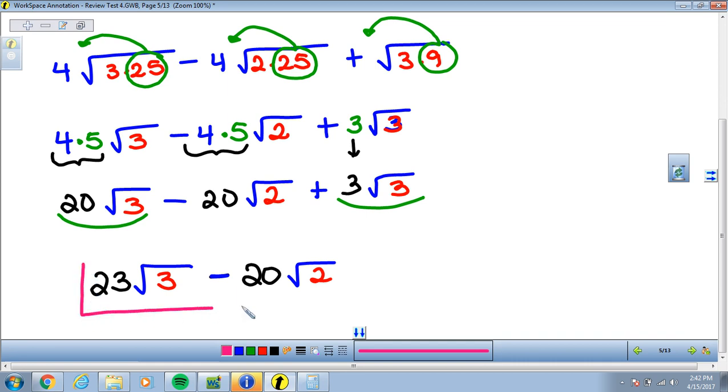And this is it. There's nothing else you can do. You cannot simplify this anymore because this one has a square root of 3, this one has a square root of 2. They're not like radicals, so you just stop right there. Okay?